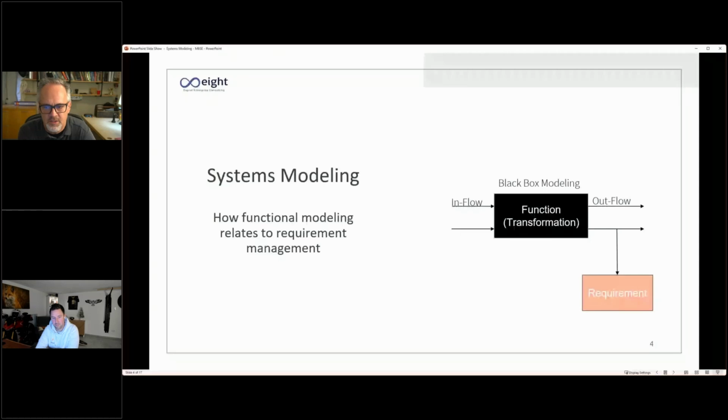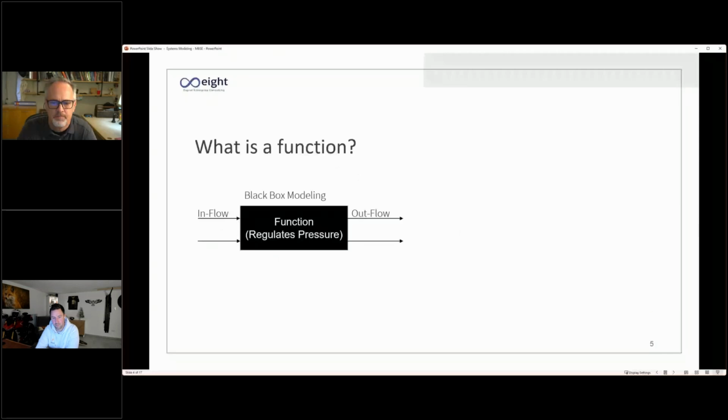So what is a function? Function's really, as I said, a black box, and it's a verb-noun combination. So delivers vacuum, regulates pressure, sets a digital pressure level. So these are really a verb-noun combination is what defines the function itself. And in this case, we're going to talk a little bit about regulates pressure. And that pressure regulation is the function that's going to be delivered.